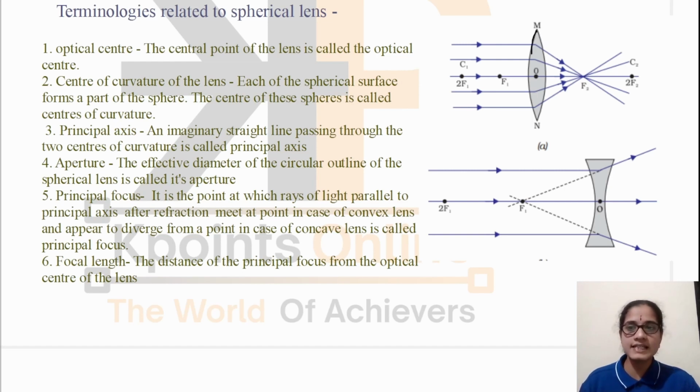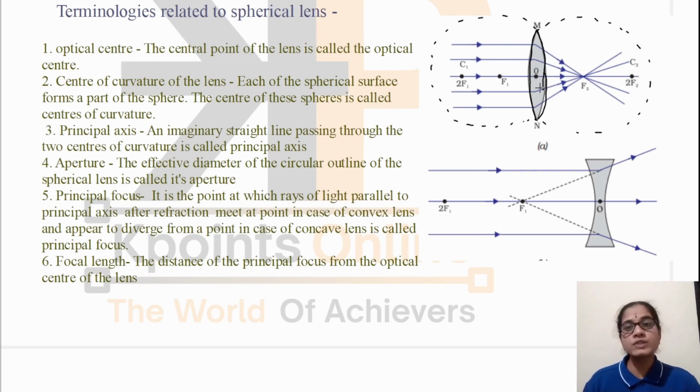You can see here, this is a convex lens. This spherical surface forms a part of one sphere, and this spherical surface forms part of another sphere, because of which it has two centers. The two centers of these spheres, of which the spherical surfaces form a part, are called centers of curvature. So we have centers of curvature for a lens.